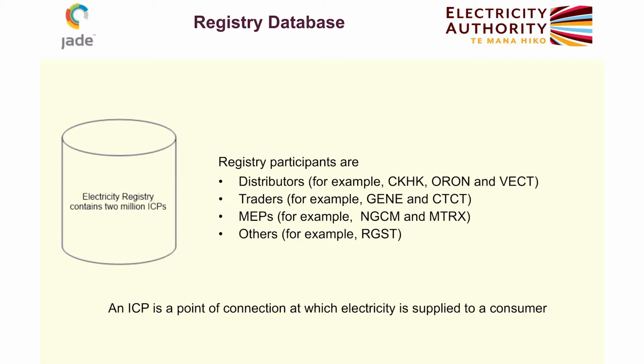Where I come from in Christchurch, Orion is the lines company there, the distributor, and their code is ORON. And up in Auckland, it's Vector, VECT. So traders: Genesis, Contact Energy, Meridian, and so on, MEPs, and there's another participant, RGST, and that stands for the registry itself.